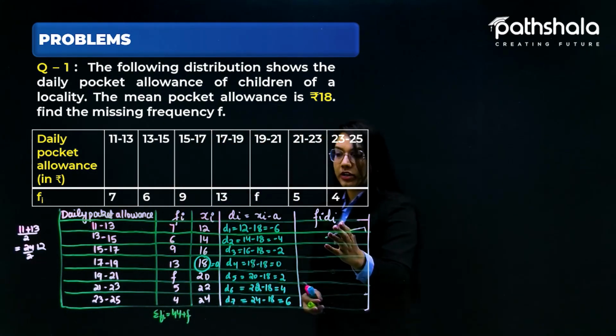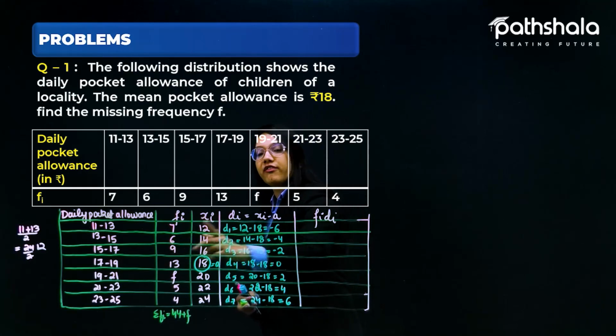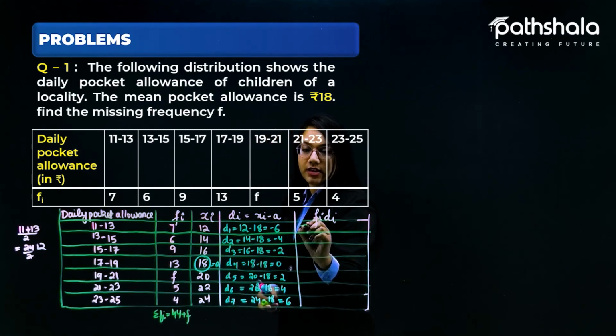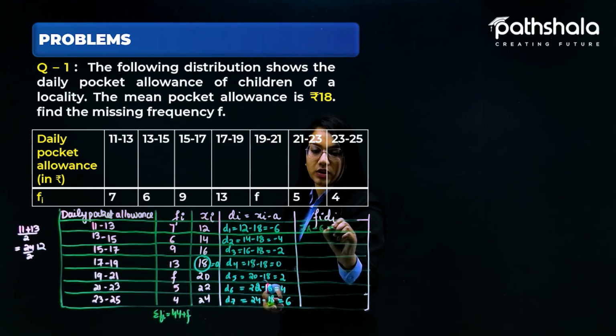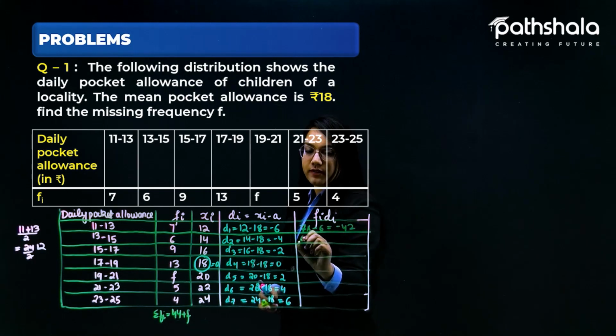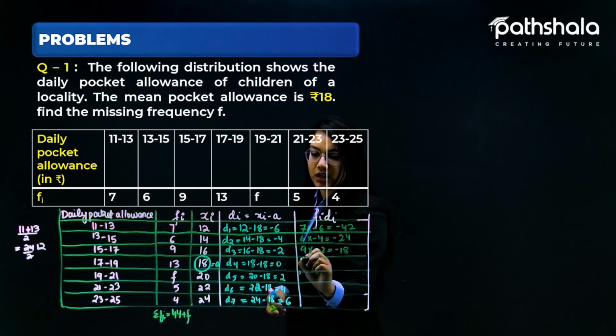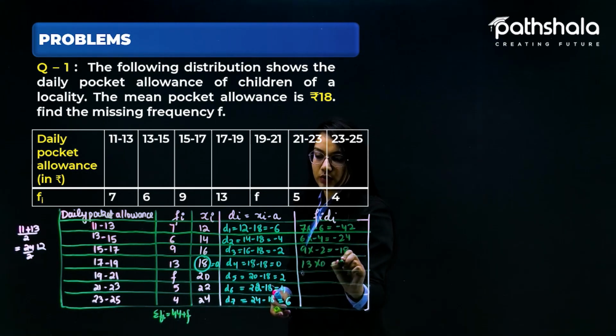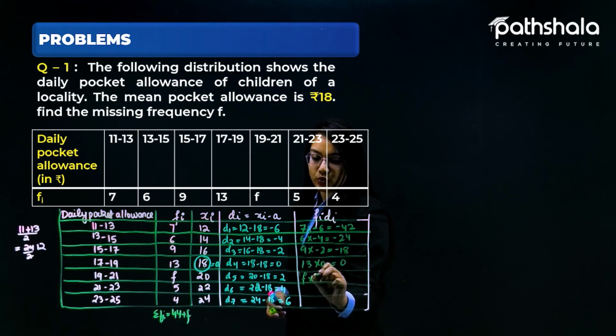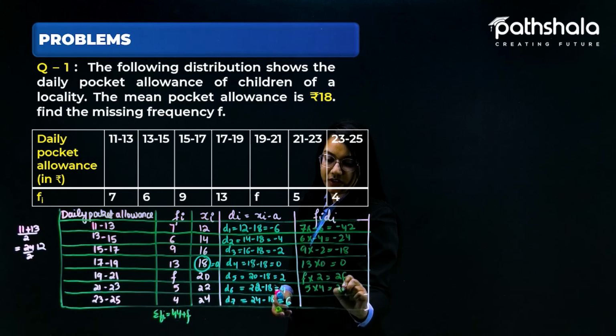Now, let's calculate FiDi. We have to take the product of Fi and Di. So this is 7 into minus 6, which is equal to minus 42. We have 6 into minus 4, which is minus 24. We have 9 into minus 2, which is equal to minus 18. 13 into 0, which is equal to 0. F into 2, which is equal to 2F. Further, we have 5 into 4, which is equal to 20. We have 4 into 6, which is equal to 24.